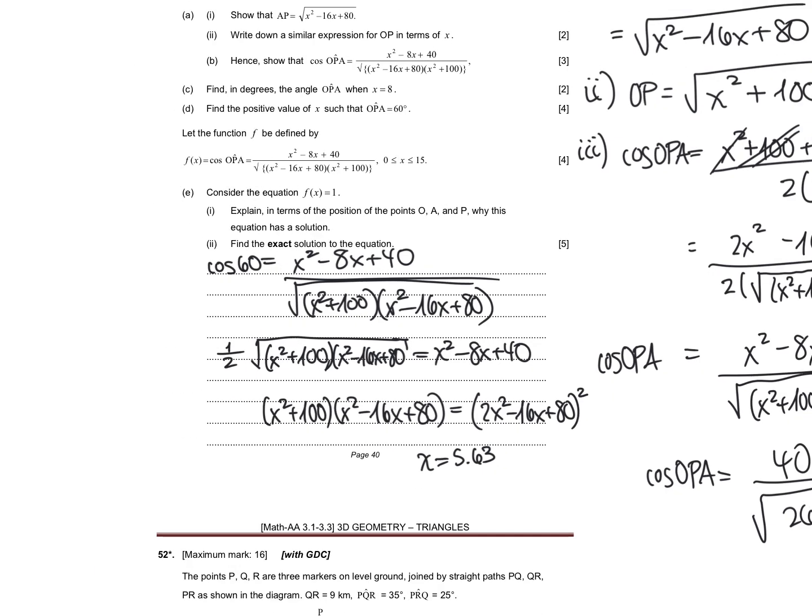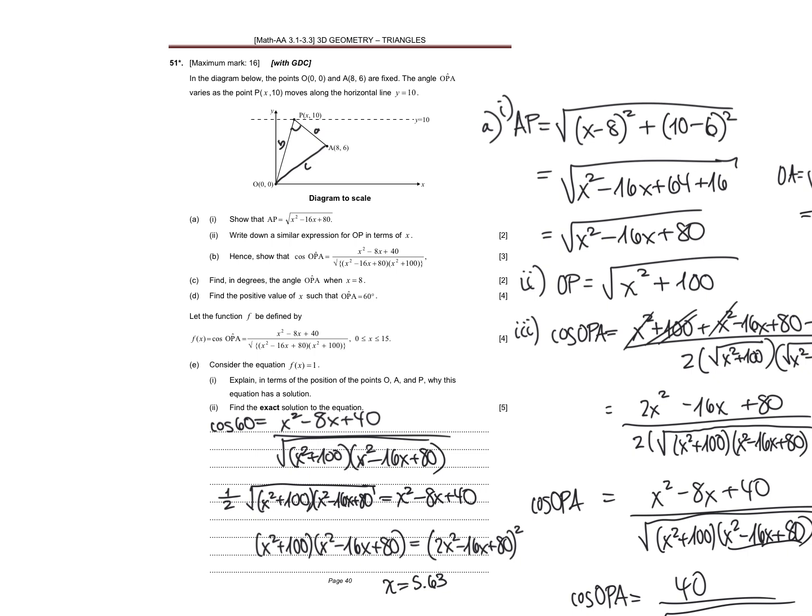Explain in terms of the position of the points O, A and P why this equation has a solution. So if y equals 1, okay, so this is f at x, I missed that. So if we have 1 equals that, so we're going to have 1 equals cosine OPA. So we're thinking, when is cosine 1? Well, it's here at 0. So that means the angle OPA is 0.